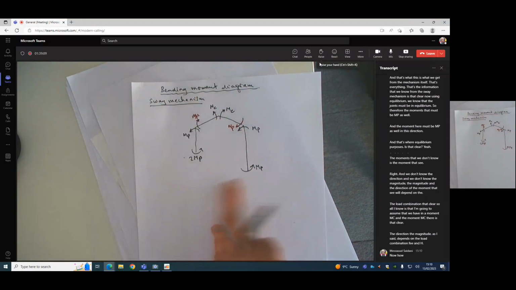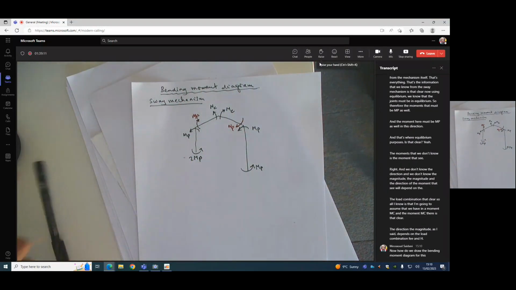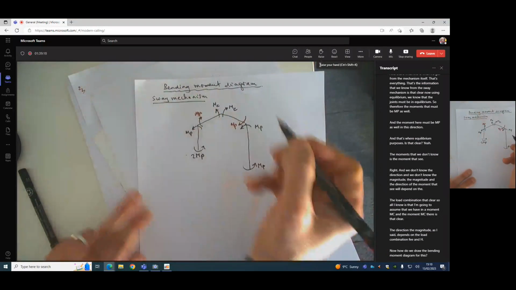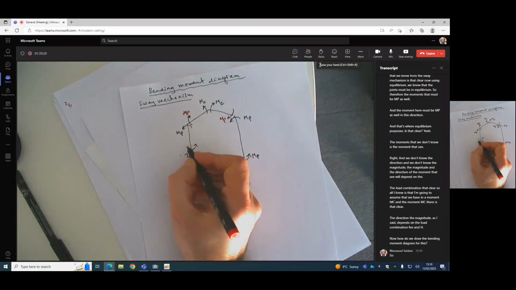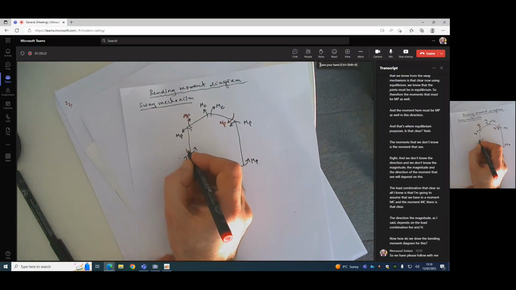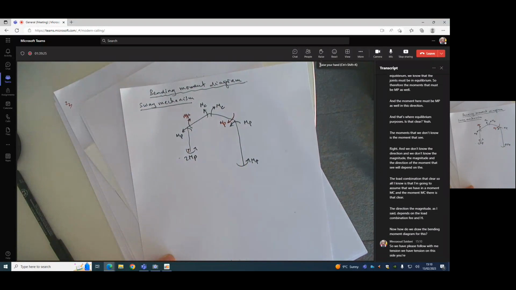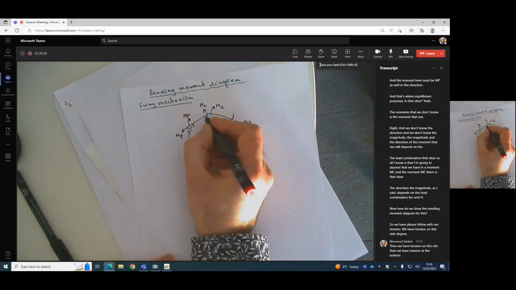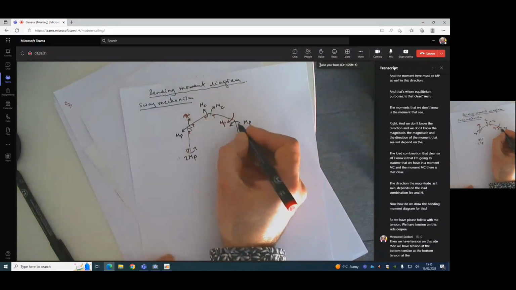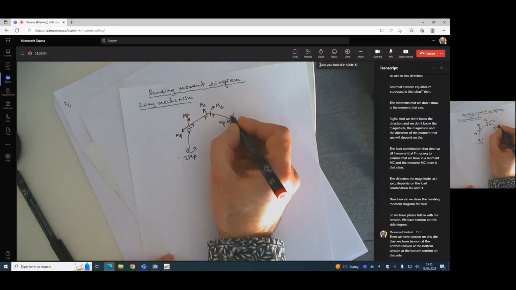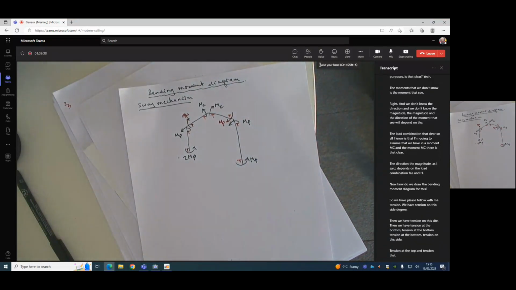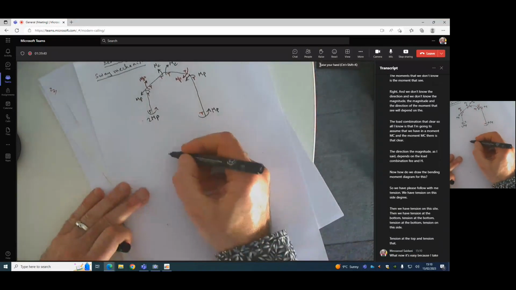Now, how do we draw the bending moment diagram for this? So we have, please follow with me. Tension, we have tension on this side. Do you agree? Then we have tension on this side. Then we have tension at the bottom, tension at the bottom, tension at the bottom, tension on this side, tension at the top, and tension there. Right? Now it's easy because I take the frame now.